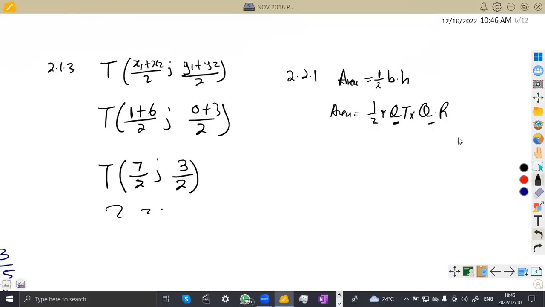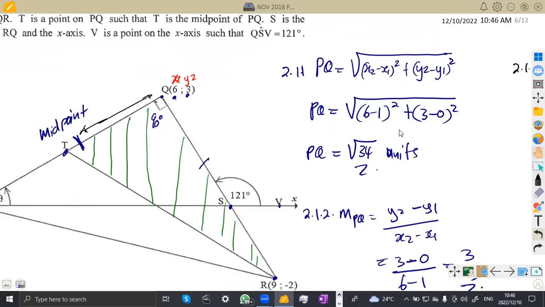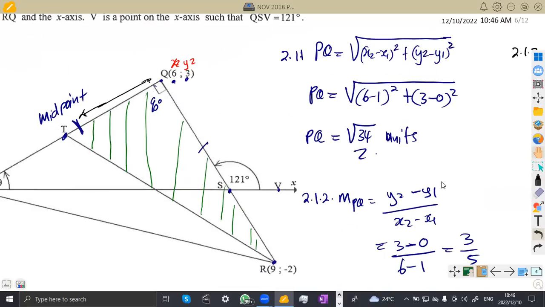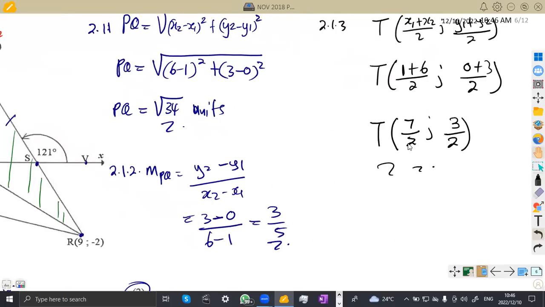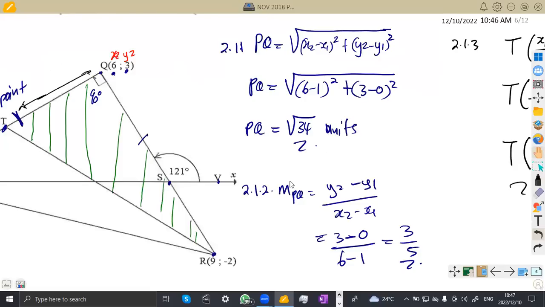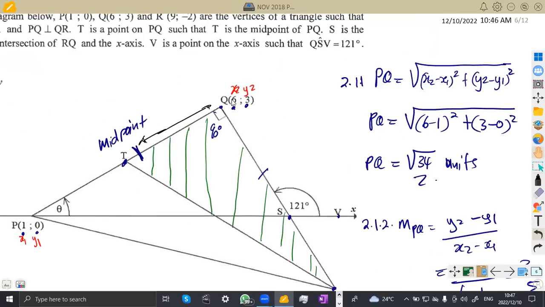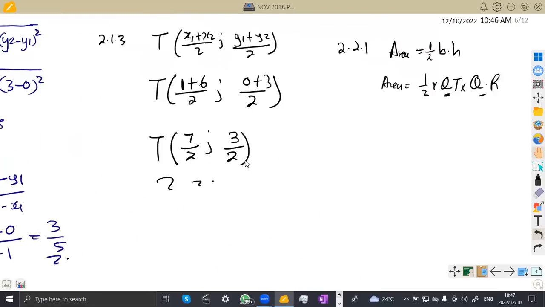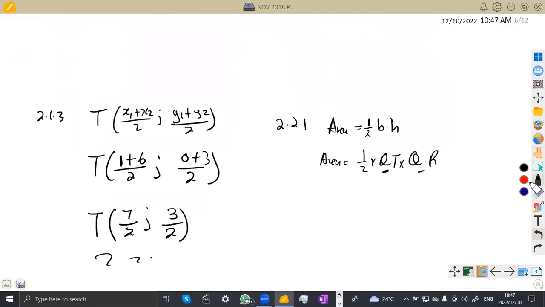So do we have QT? Do we have QR? That is the question. QT is supposed to be taken from the point Q and the point T. Remember, we calculated the point T now is 7 over 2, 3 over 2. And the point Q is 6, 3. So I'm just going to take these points aside. So we've got point Q here, which is 6, 3, and point T, which is 7 over 2, 3 over 2.